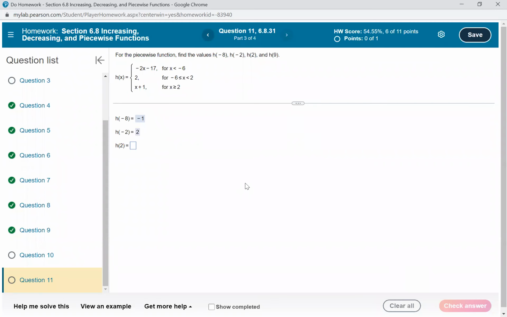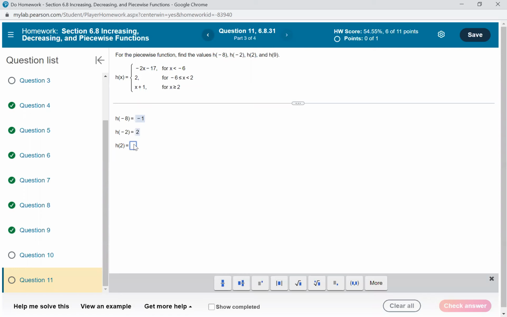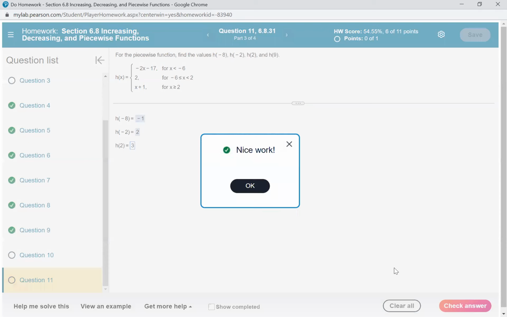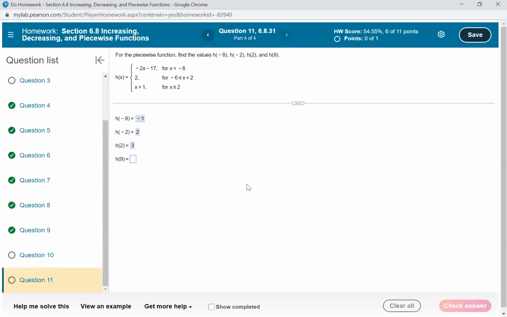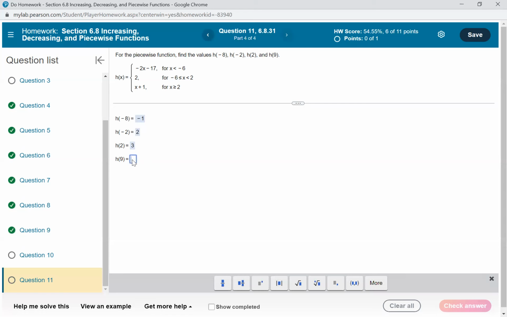Now they got h of +2. So which equation? The third one. So put a 2 in for that x, and what do we get? 3. Sounds good to me. And then finally, you got to figure out h of 9. Which equation? The third one. So put a 9 into that. What do we get? 10. There you go.